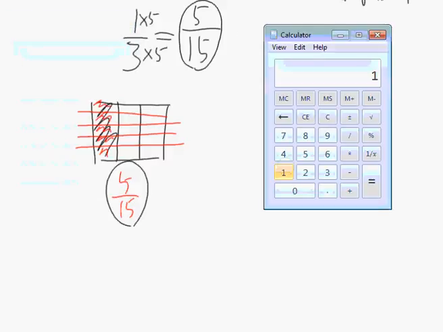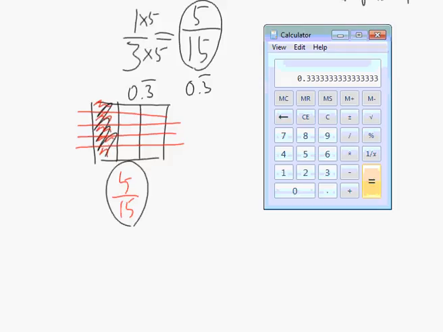Now 1/3, you should know, as a decimal, we've learned already, is 0.3 repeating. And if I go 5 divided by 15, changing that fraction to a decimal, I would get the same number. So both 1/3 and 5/15 represent the amount of 0.3 repeating, or roughly 33.3% of a chocolate bar.